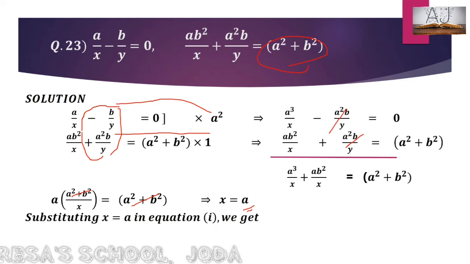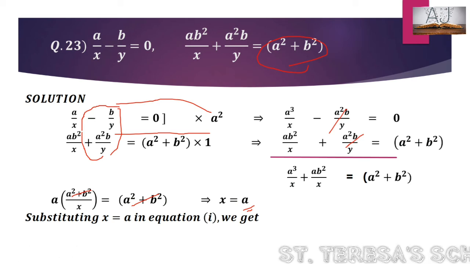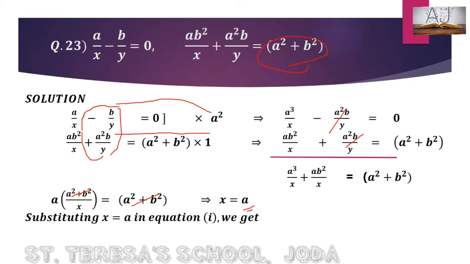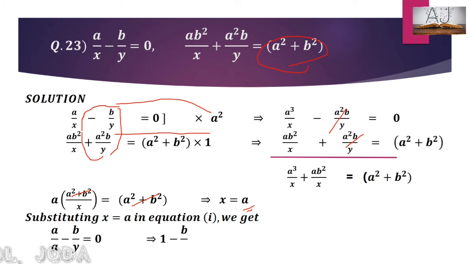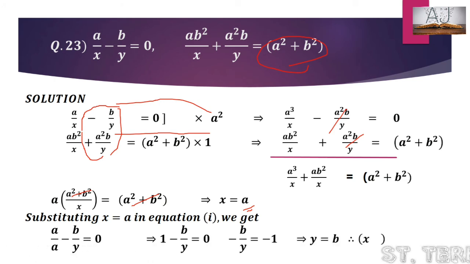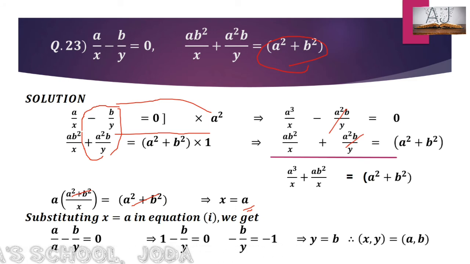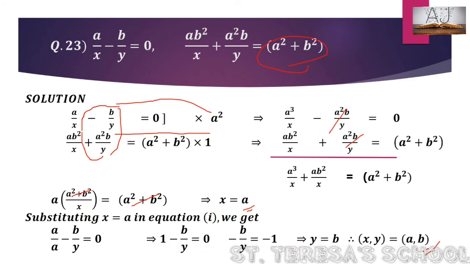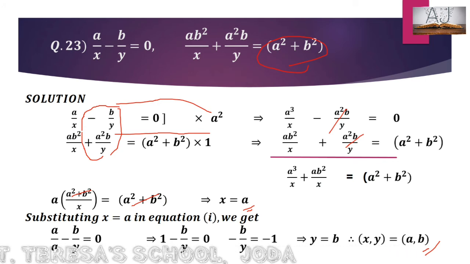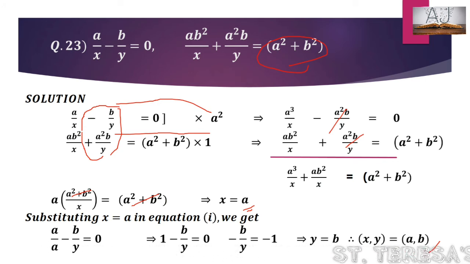Now we'll find the value of y. We need to substitute in any of the equations. Equation 1 is easier, so we'll substitute in equation 1. In place of x, we'll put a. So a by a minus b by y is equal to 0. 1 minus b by y equal to 0. Or minus b by y is equal to minus 1. Minus 1 gets cancelled. y is equal to b. So we have got x, y equal to a, b. This is how we got the solution.